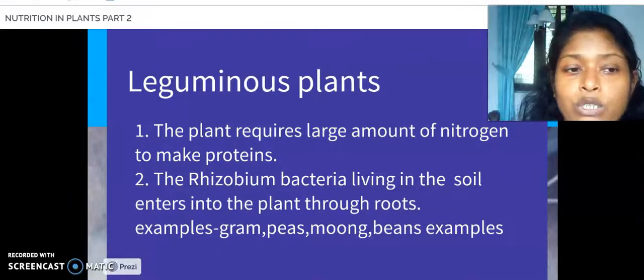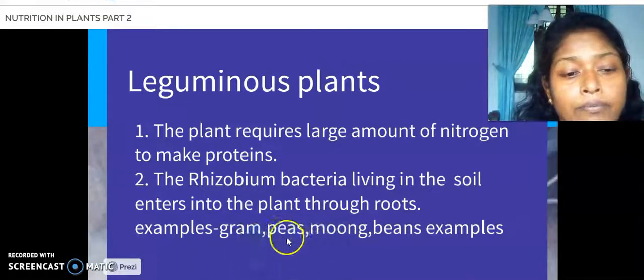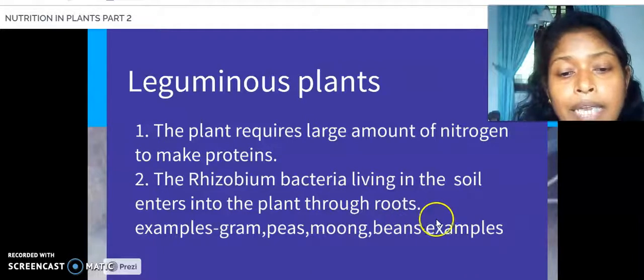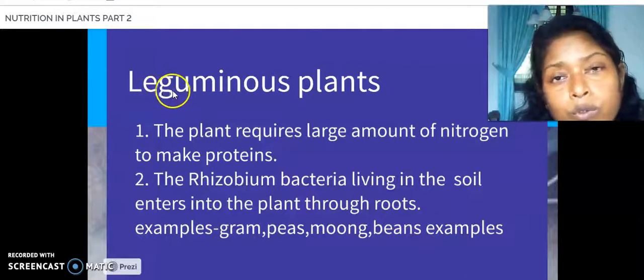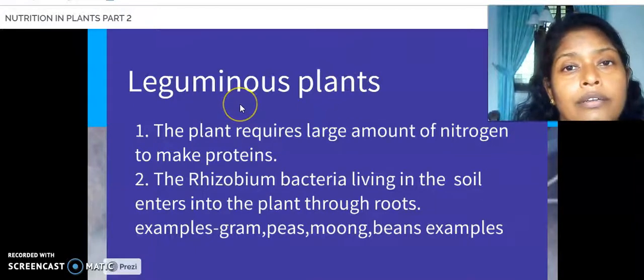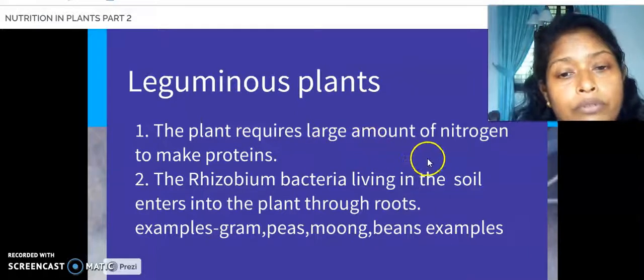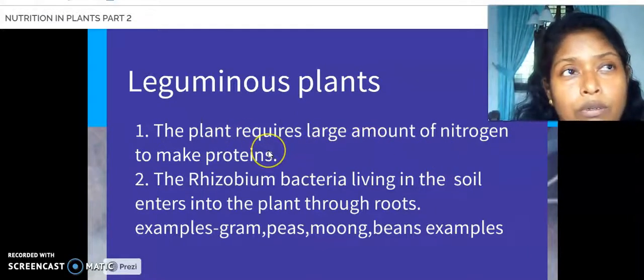Now, the next topic is about legume plants. Examples like gram, peas, mung, beans, etc. come under legume plants. They are called leguminous plants. Their advantage is that these plants require a large amount of nitrogen to make protein. So they can easily trap the nitrogen available in the soil. They can fix the nitrogen and make protein.